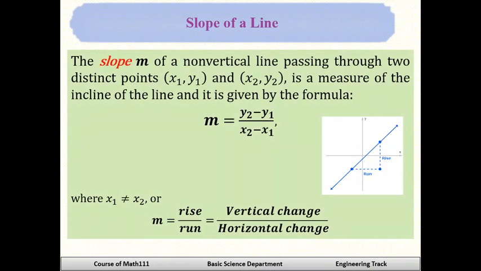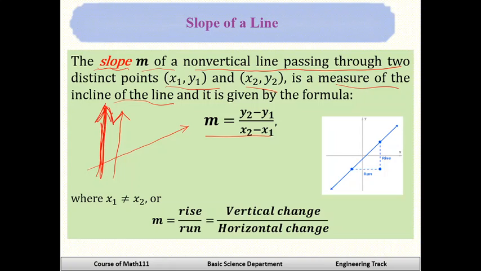Now, slope of a line. Slope in Arabic, I think it's mail. The slope m of a non-vertical line passing through two distinct points is a measure of the incline of the line, and it's given by this formula. So it's asking how much the line is inclined. This is a steep line. This is a vertical line, fully upright. This one is a little inclined, and this one is more inclined.